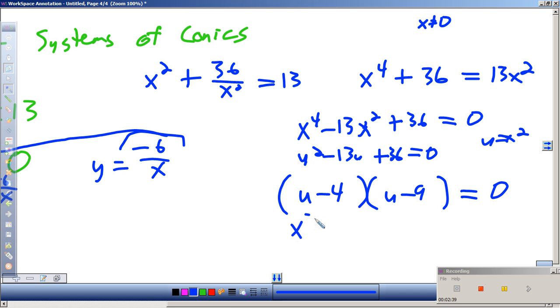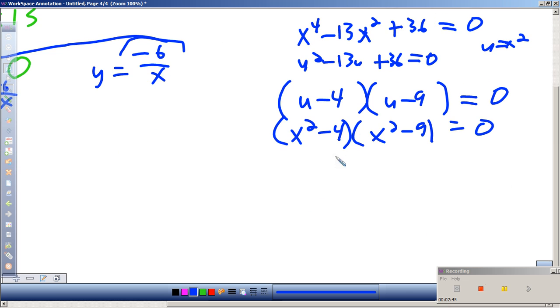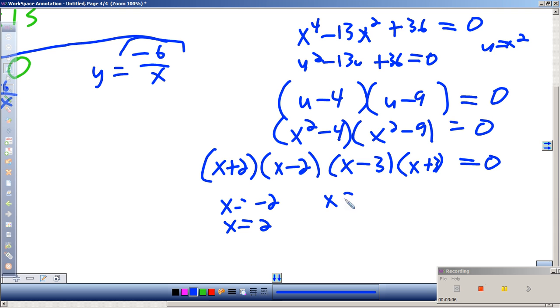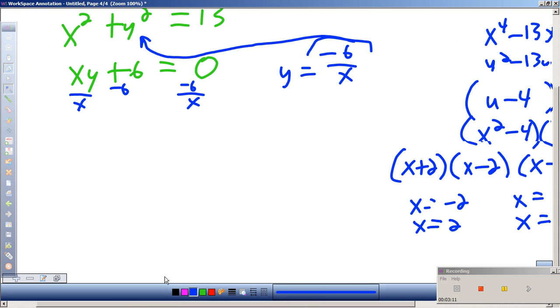Therefore, we have x squared minus 4, x squared minus 9 equals 0. Solve that, or factor further. x plus 2, x minus 2, x minus 3, and x plus 3. So what would your solution be? Negative 2, 2, and the 3s. Now, we have to plug these in and see if they work.